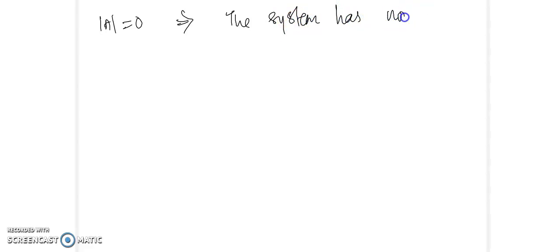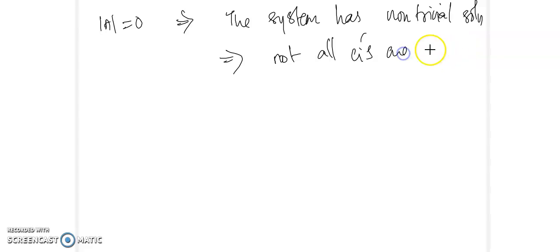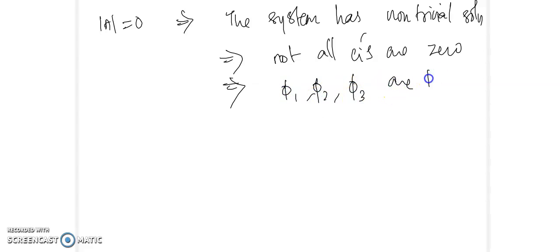So the system has a non-trivial solution. If the system has a non-trivial solution, that means not all Ci's are 0. So since not all Ci's are 0, that implies phi 1, phi 2, phi 3 are linearly dependent. So that is the required solution.